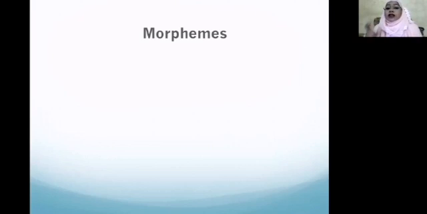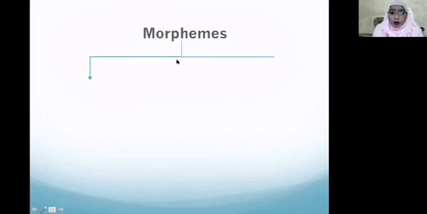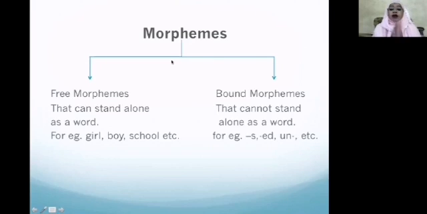Morpheme means the smallest unit of a language which has some sense, which has some meaning. Now when we see morphemes, morphemes are divided into two categories. One is called free morpheme and the other is called bound morpheme. Now, what is free morpheme? Free morphemes are those morphemes which can stand alone as a word.